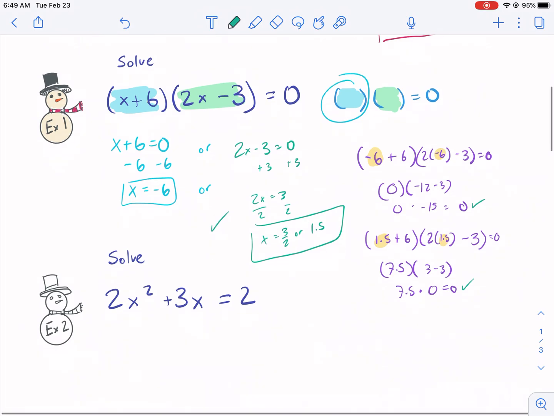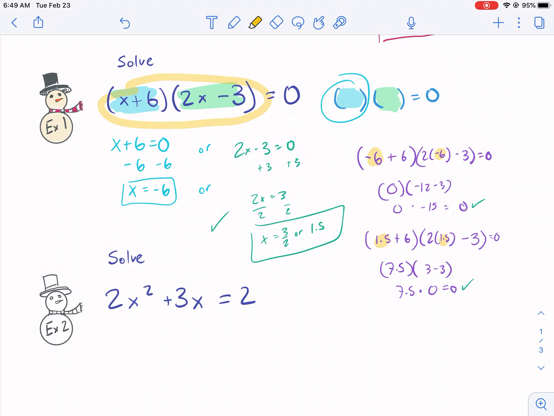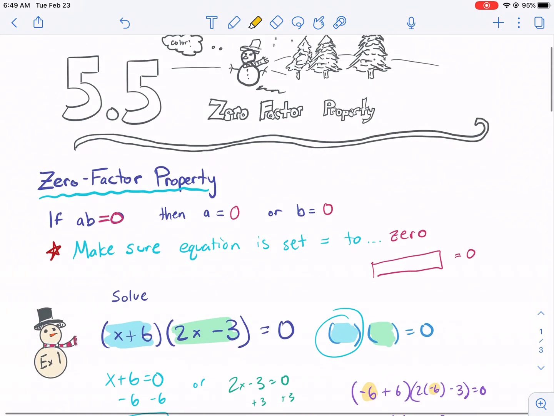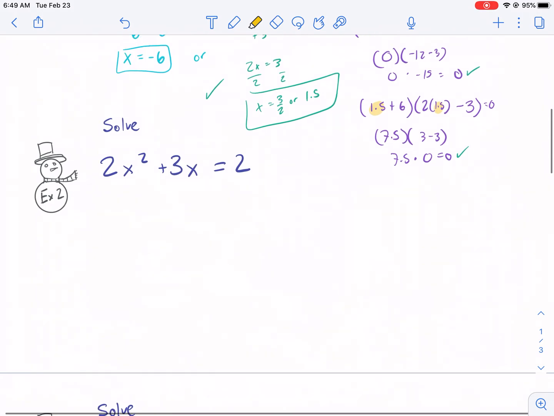You get it into your factored form, set it equal to 0, and then solve for each parenthesis so you get your values of x. And that's how you solve a quadratic in factored form.